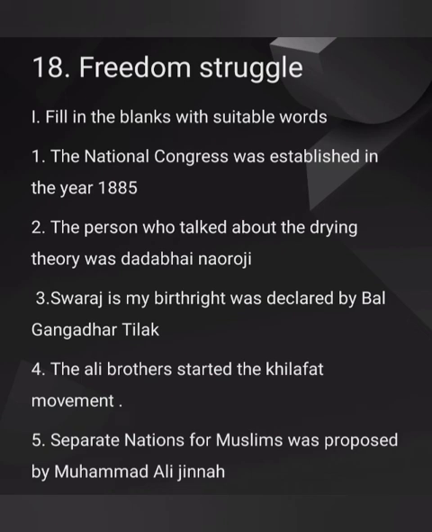So today I give you notes for the chapter Freedom Struggle. This is useful for the 10th standard students. First main question is fill in the blanks with suitable words.